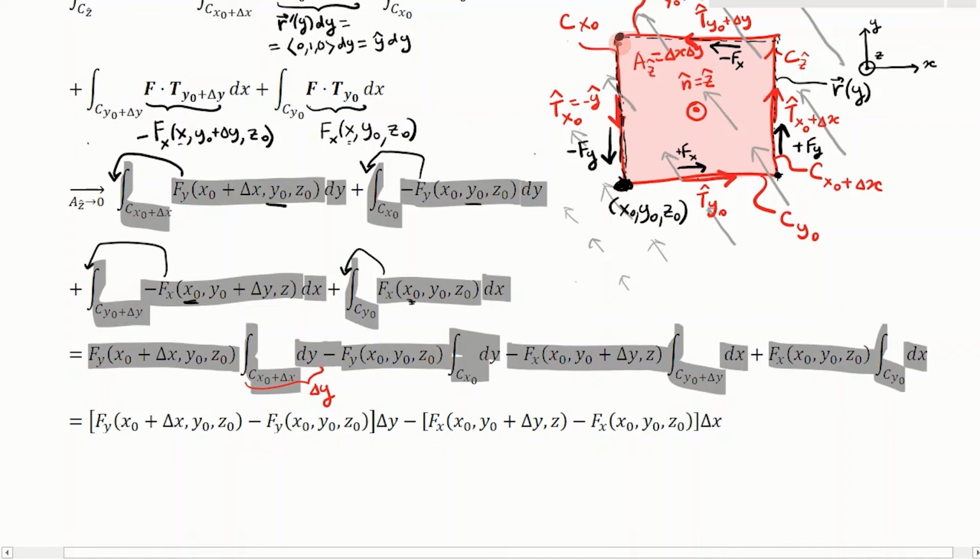This contour has length delta y as well. This contour, the one over here, has length delta x. And the bottom contour has the length delta x as well.